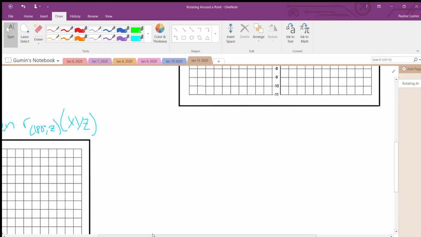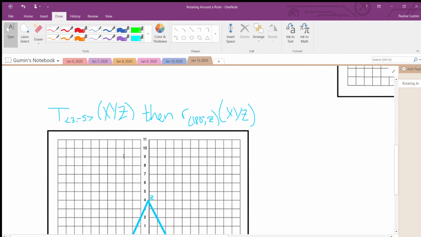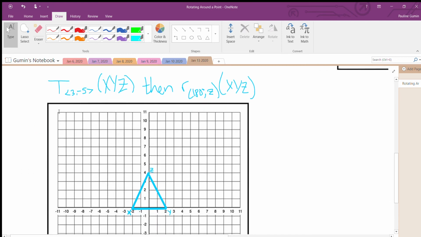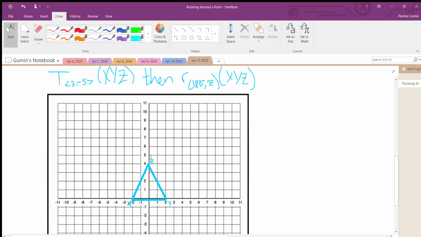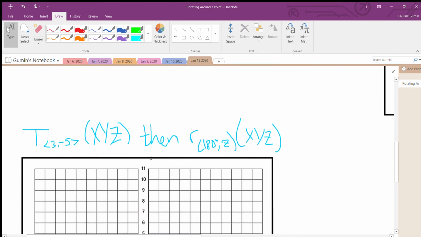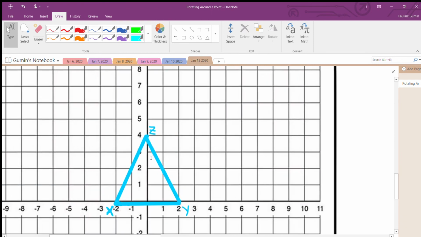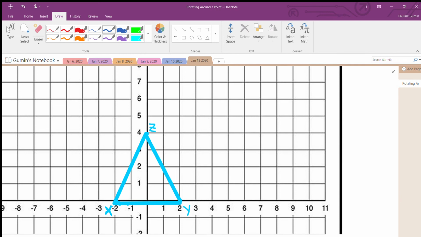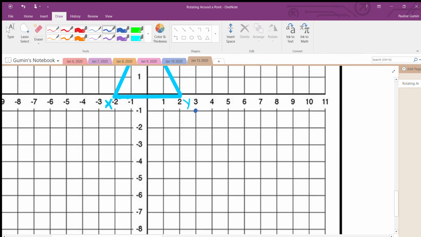Let's do one more of that. We're still doing 180 degrees, but we are translating differently. The translation is 3 right, 5 down. So let's take each of these points and do 3 right, 5 down. 3 right, 1, 2, 3. Zoom down a bit. 1, 2, 3. All right, there's my new triangle.